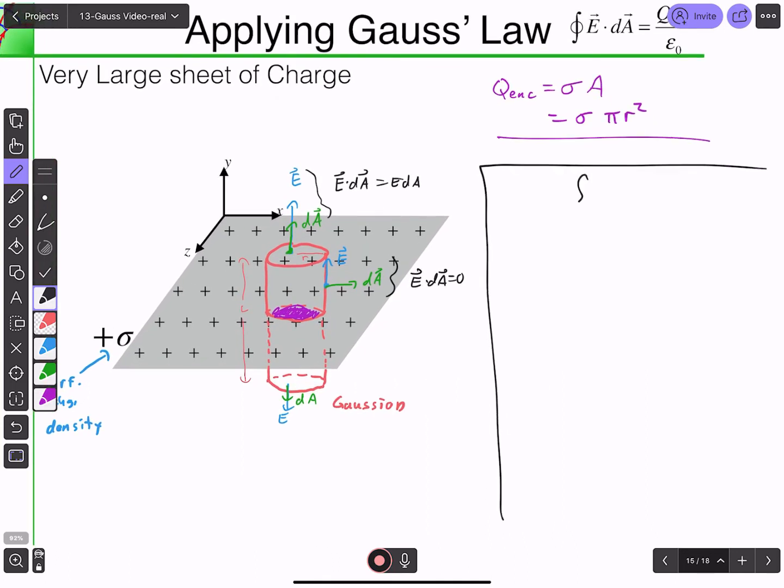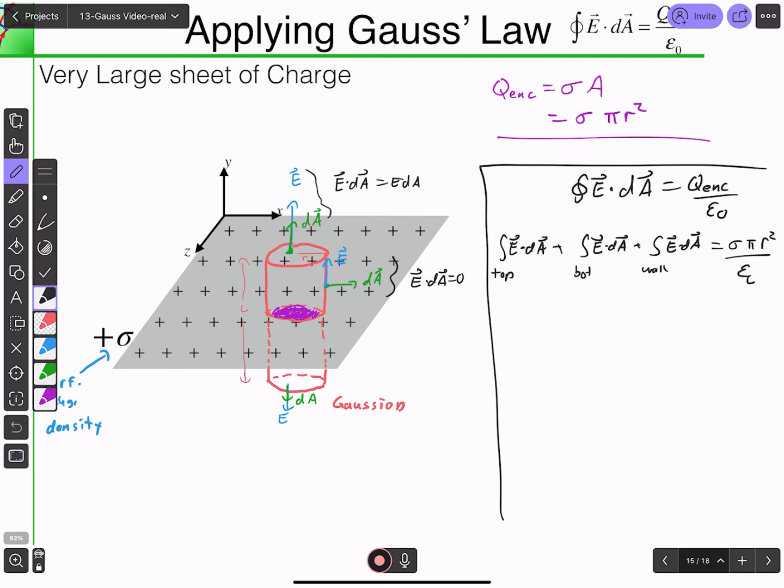electric field. Let's write down Gauss's law as we always do. Integral E dot dA equals Q enclosed over epsilon naught. And integral E dot dA is going to give us 3 areas again. So it's going to be the integral of E dot dA for the top plus the integral of E dot dA for the bottom plus the integral of E dot dA for the wall is equal to Q enclosed, which is sigma pi r squared over epsilon naught.